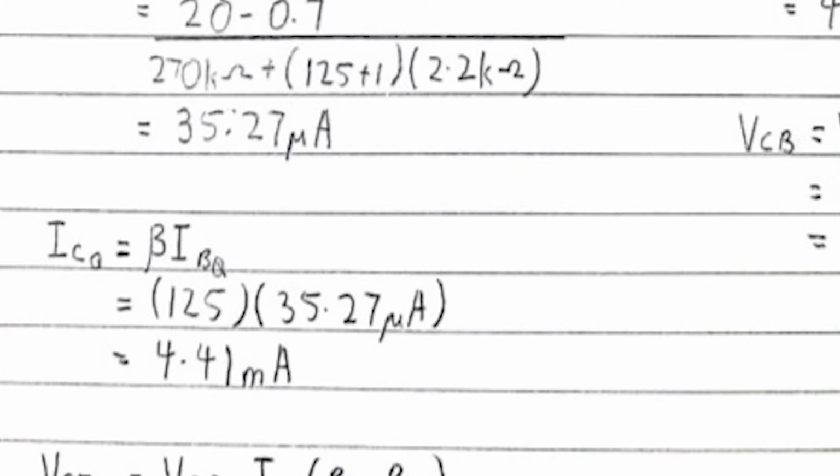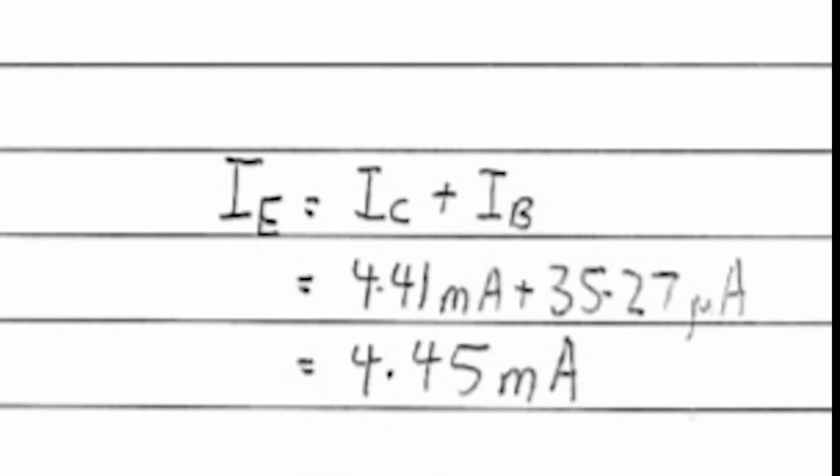The value of IC is 4.41 milliampere. While to calculate IE, the formula is IC plus IB. The value of IC is obtained, which is equal to 4.41 milliampere, and the value of IB is equal to 35.27 microampere. The value of IE is 4.45 milliampere.